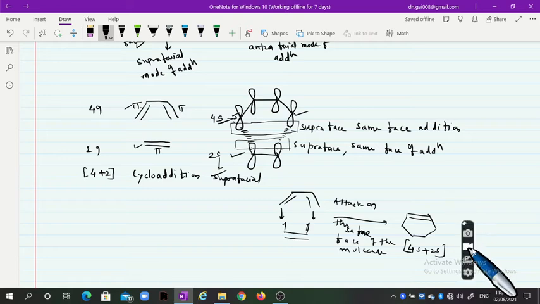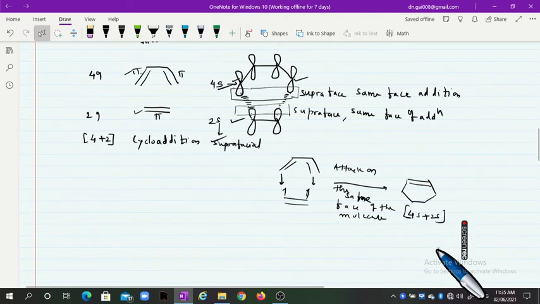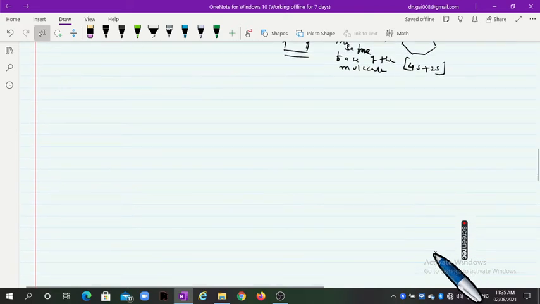4s means what? 4s means the addition of this butadiene from the same lobes, and 2s means the addition of this ethylene molecule from the same lobes. Okay, all right.